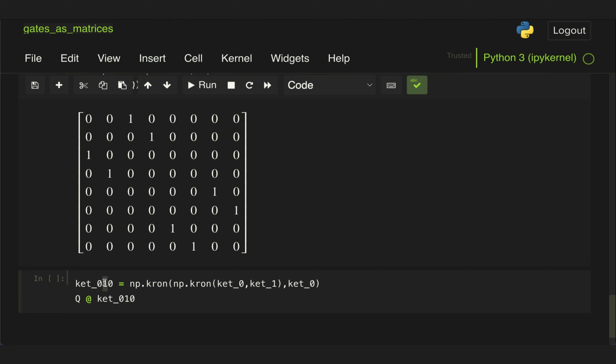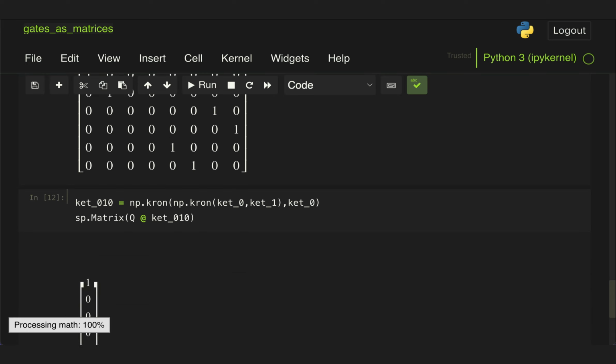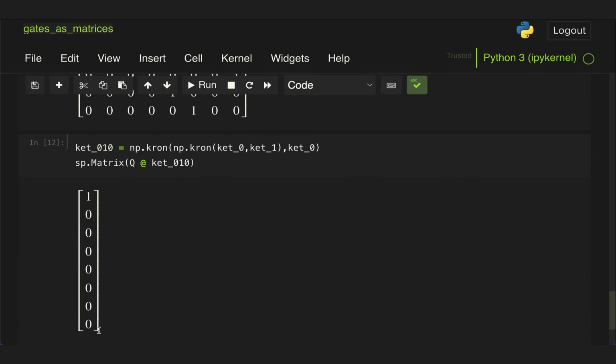If we flip this middle bit, we will just get 000. So let's see if that's what we get. Here we go. We get the column vector with a 1 in the 0th entry, which is the vector corresponding to the binary number 000. And the nice thing about this is that then we can use this concept to build any circuit we want.